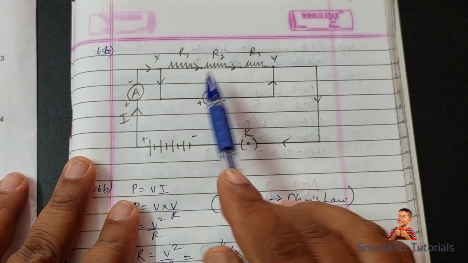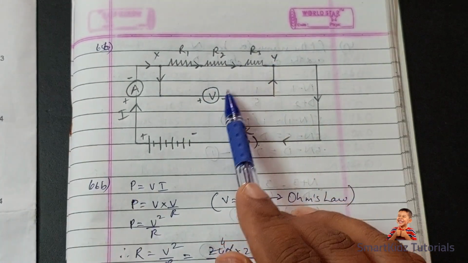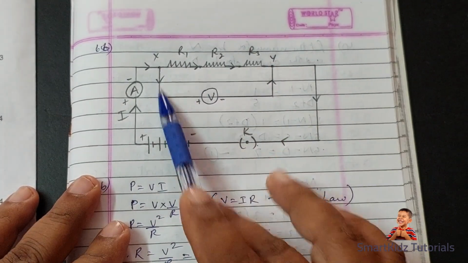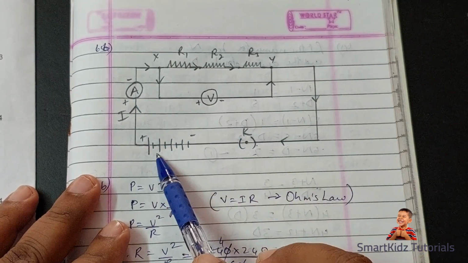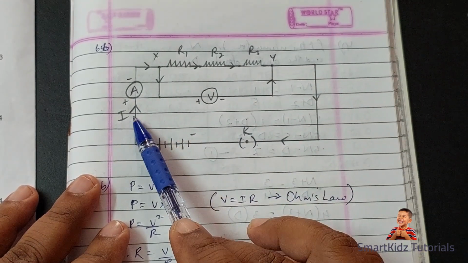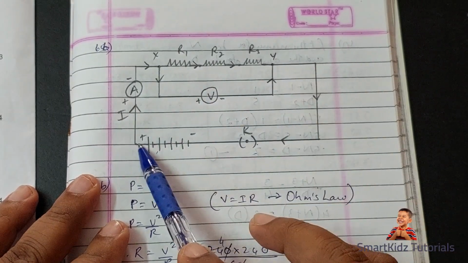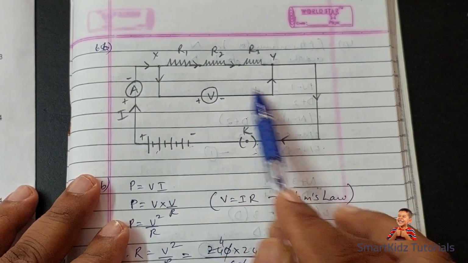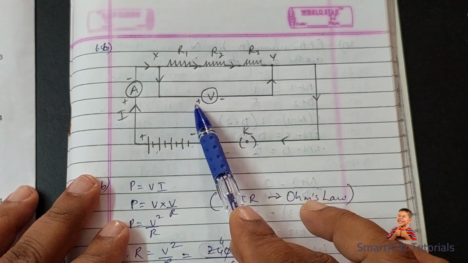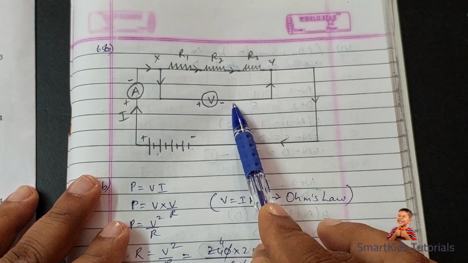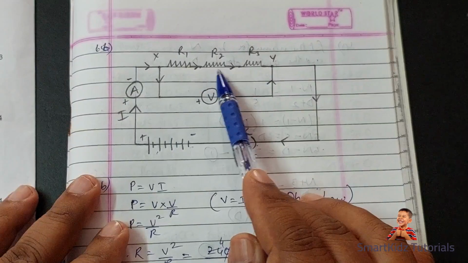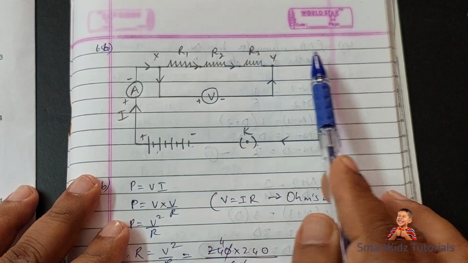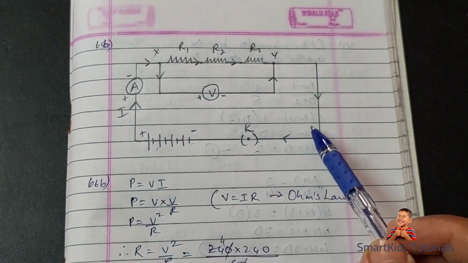So they have done that. R1, R2, R3. There's a voltmeter across the resistors. There's an ammeter in the circuit, plug key and the battery. Showing the flow of current from positive to negative. Here also from positive to negative. See the markings, positive, negative. Here also, look, positive, negative. Resistors are given as R1, R2, R3. That is how you need to draw for 2 marks.